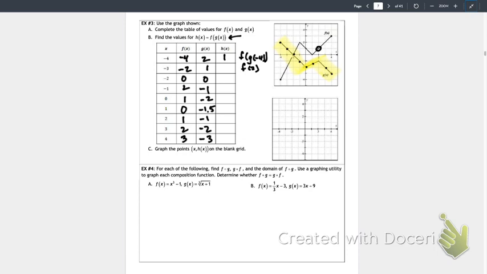All right, let me erase some of that. So next we're going to do f of g of negative 3. G of negative 3 is 1. So then we're doing f of 1, which is 0. F of 1 is going to be right here, which is going to give me 0. Let me erase all this so we can use it a little better. All right, on the next one, we've got f of g of negative 2. G of negative 2 is right here at 0, so we're doing f of 0. And f of 0 is going to be 1.